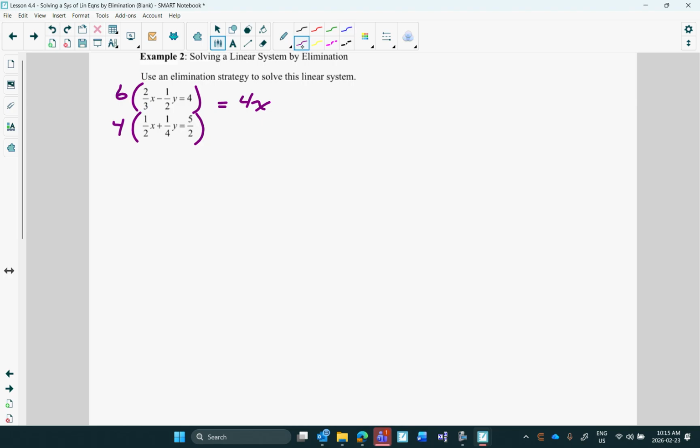And then we've got minus 6 divided by 2. That's 3 times y. Minus 3y equals 6 times 4. 4 divided by 2, 2 times 1 times x is 2x. 4 divided by 4 is 1, times 1 times y is just 1y, or y. 4 divided by 2 is 2 times 5 is 10. Okay?